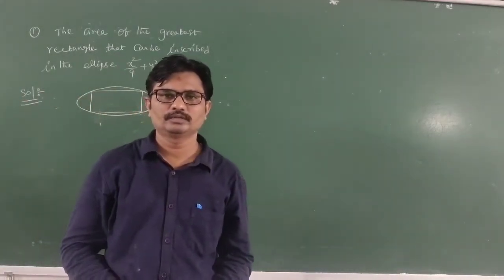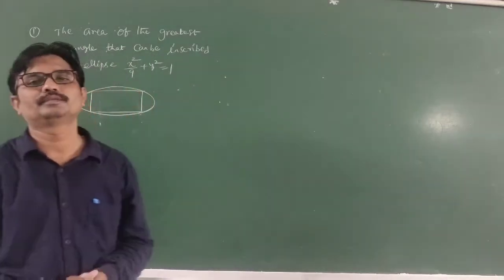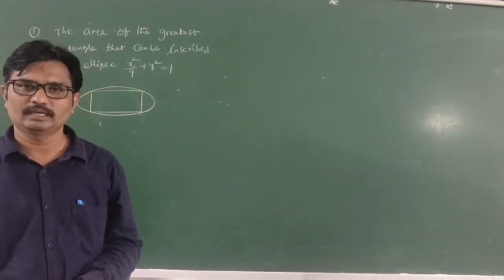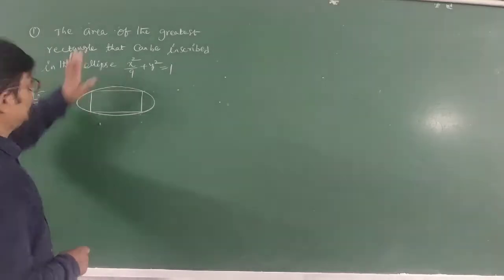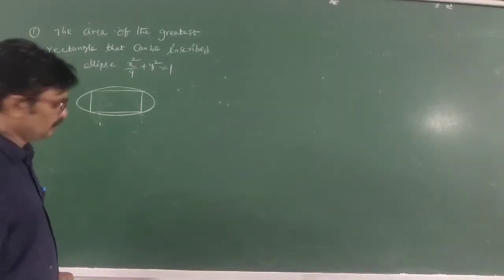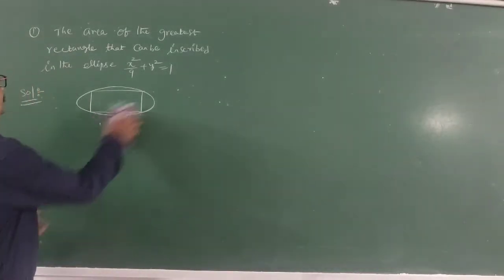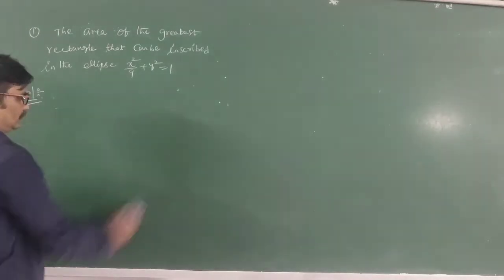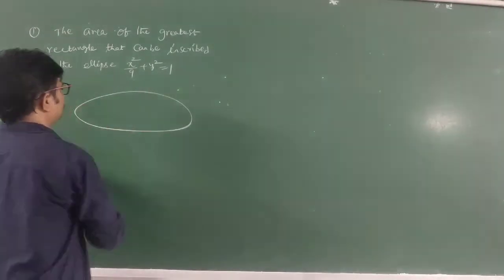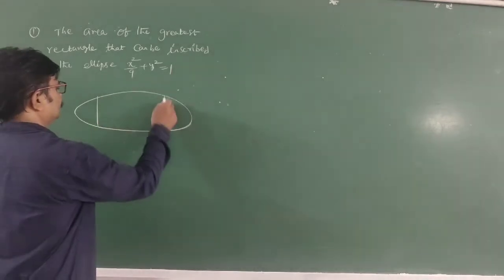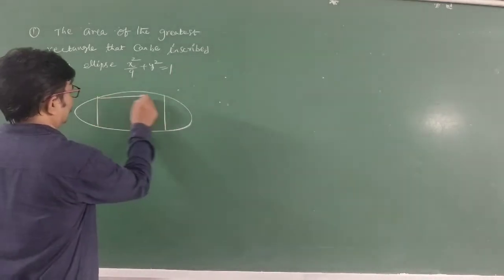Today also we are going to discuss some different models in ellipse. The first one is the area of the greatest rectangle that can be inscribed in an ellipse. First we are taking the ellipse. So dear students, now we can draw the ellipse.